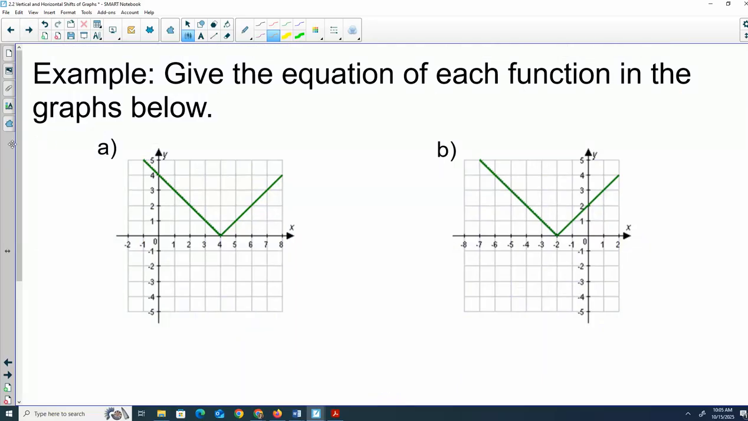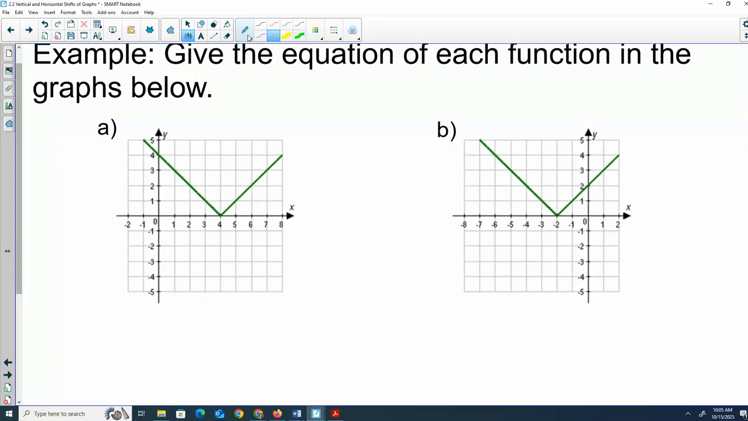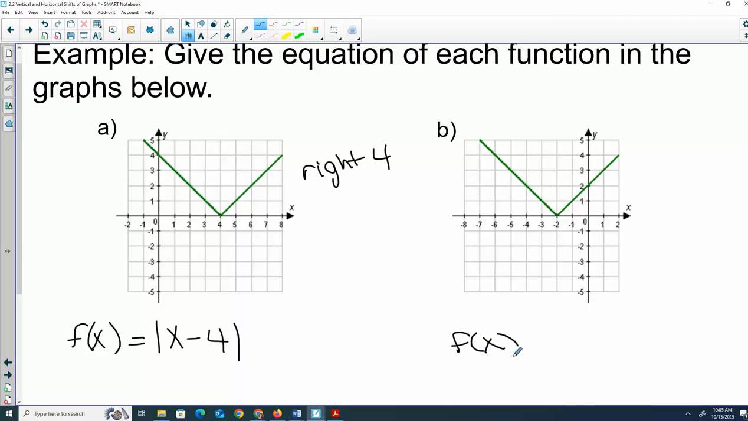If I want the equation, what's my parent function on both of these? So I know it's an absolute value. How did this one move my absolute value? Right. It went right 4. So inside is x, it does the opposite. So it has to be x minus 4 inside my absolute value.